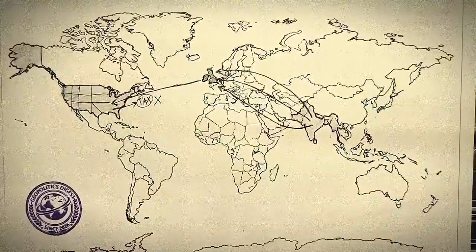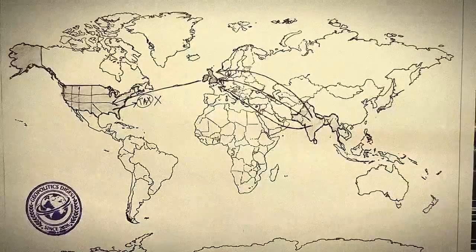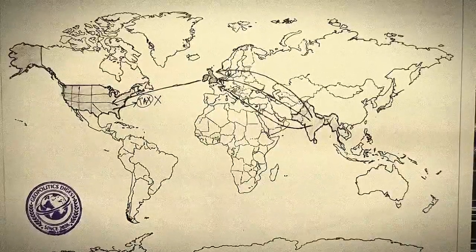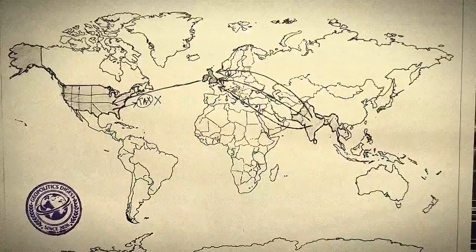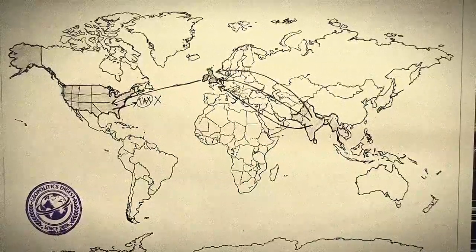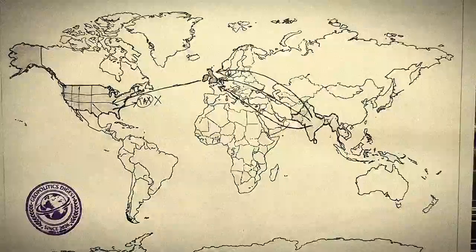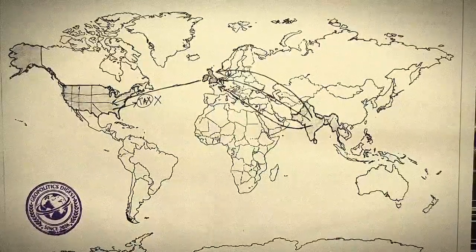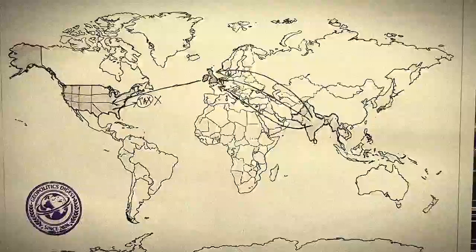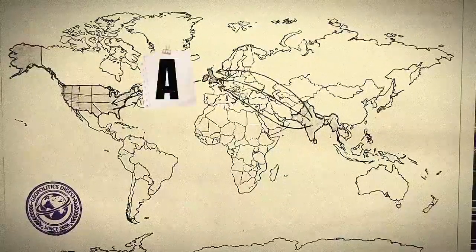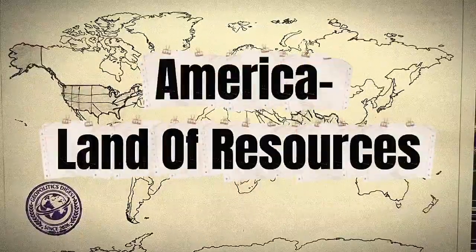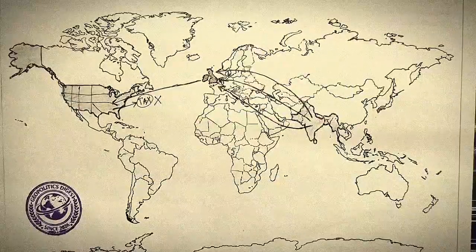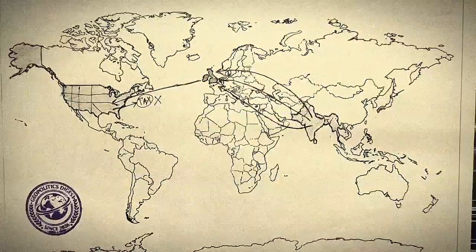After setting up colonies, the British settlers got settled and expanded their families among the colonies. With due course of time, they became very well established in those areas, and they didn't want to move from America, because it was a land of resources. America is a land of resources. Remember that.